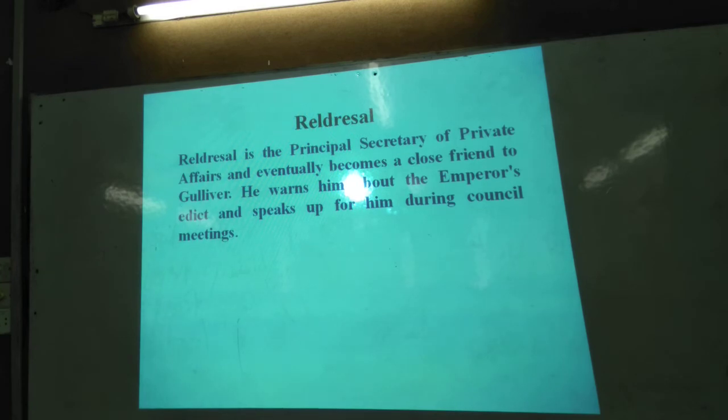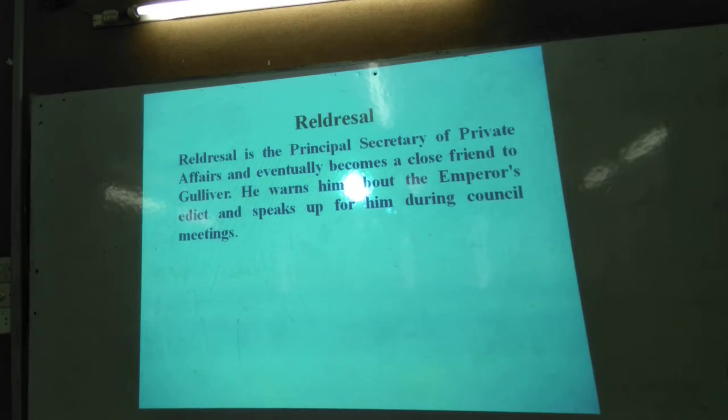Reldresal is an important character, another major character in the text. Reldresal is a principal secretary of private affairs and eventually becomes a close friend to Gulliver. Remember that Gulliver may have been killed in Lilliput without the help of Reldresal. When the court takes a decision on how to punish Gulliver, that night this man comes to Gulliver and requests him to leave the country. So, this is vital.